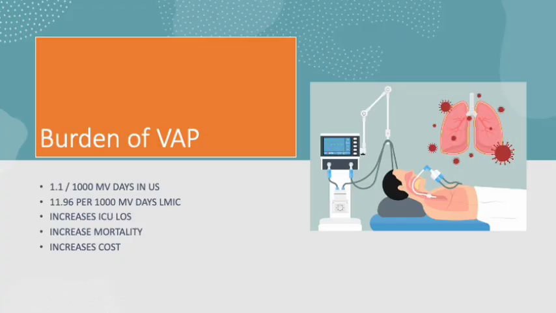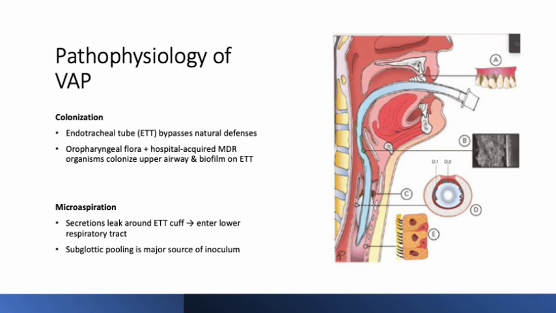In the US, the rate of VAP is 1.1 per 1000 ventilator days. However, in low and mid-income countries, it climbs to 12 plus per 1000. VAP results in significantly longer ICU stay and higher cost and increased mortality. Let's now examine how VAP develops.